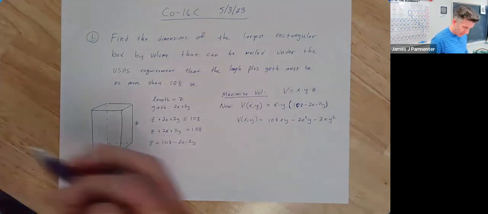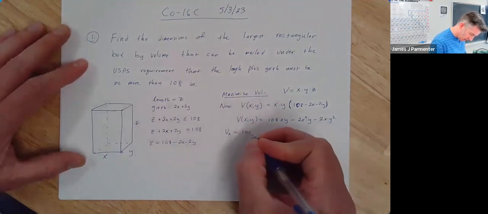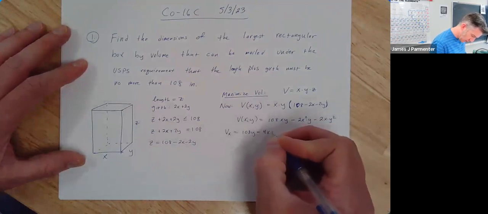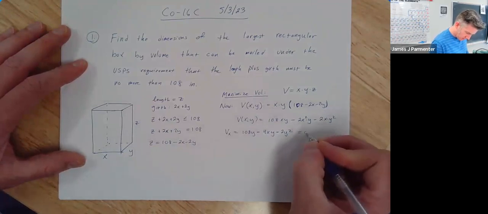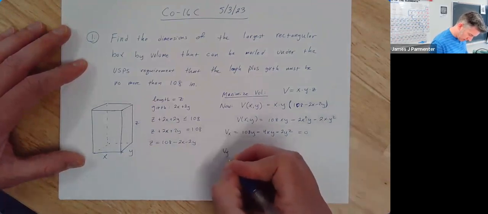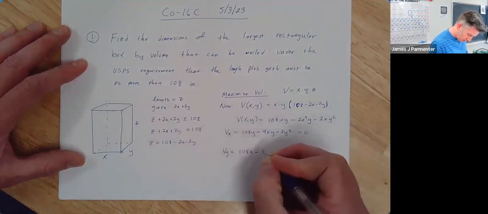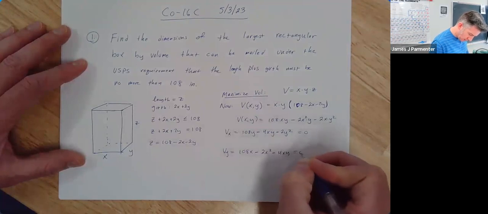Okay, so now we take our partials. Vx is going to be 108y minus, let's see, 4xy minus 2y squared. Set that equal to 0. And Vy is going to be very similar. It's going to be 108x minus 2x squared minus 4xy.